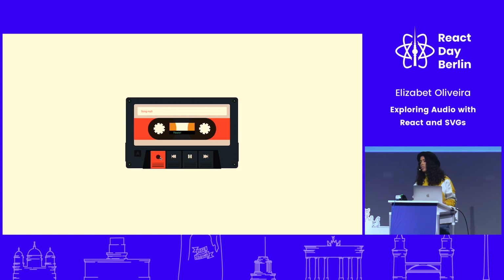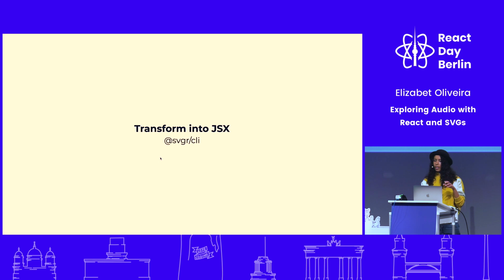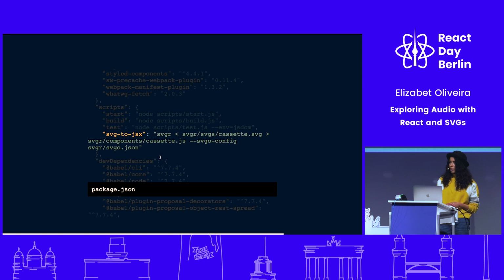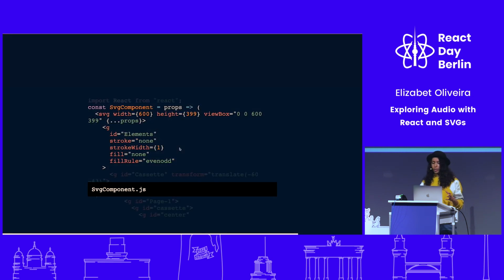And I found out 5 years ago that I could use the web audio API in the browser, record my voice, use the microphone input. And I said, maybe I can export this as an SVG, and I can animate it, and I started the project. So once again, with Sketch and Figma, I exported that design. I transformed it into JSX again with SVG CLI. Once again, just my SVG transforming into a component, and with that, again, that SVGO optimizer configuration. And then at the end, I had something like that.